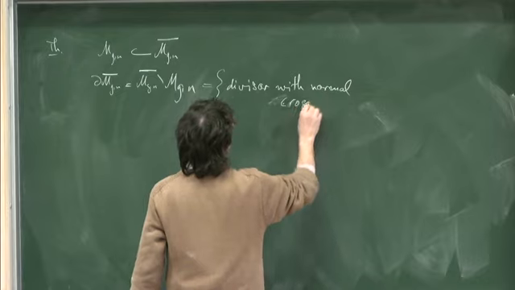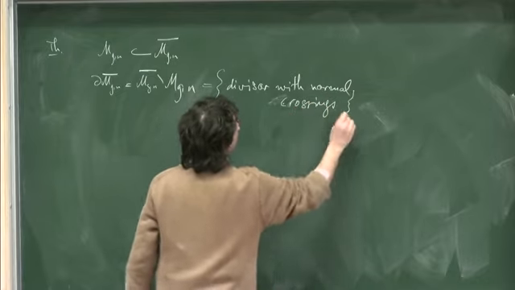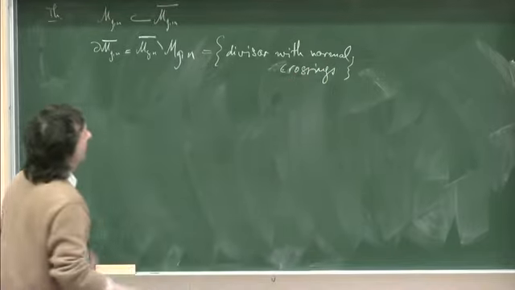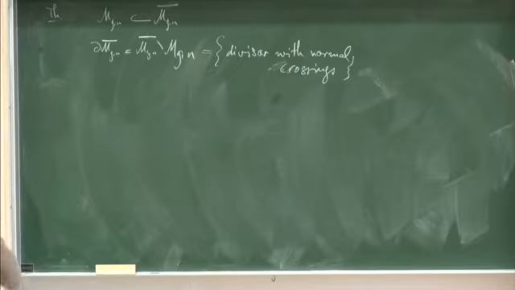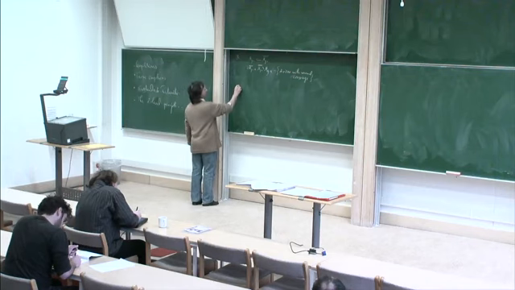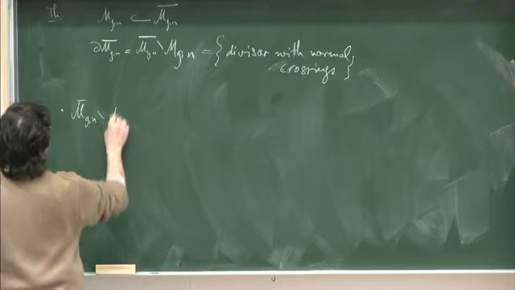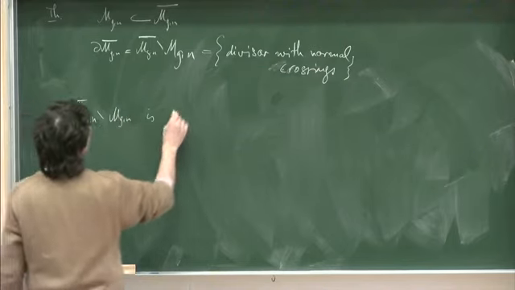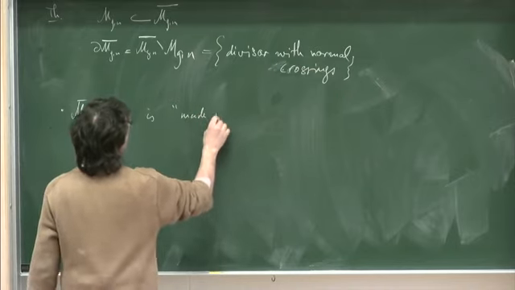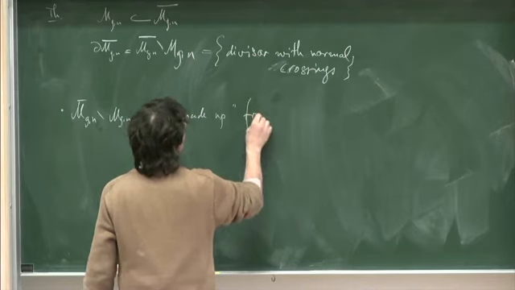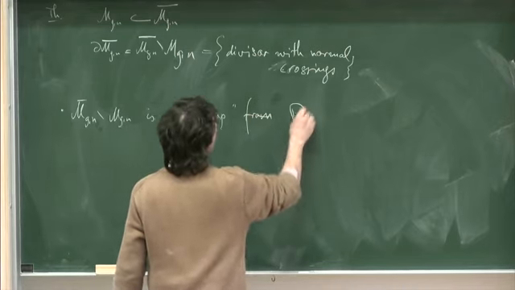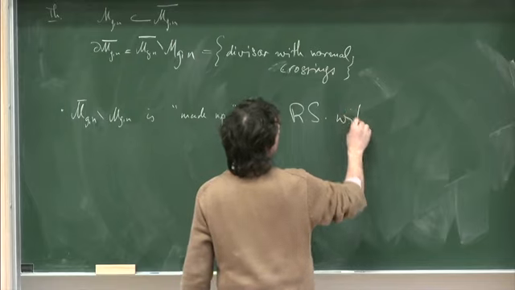Well, so what does it mean? How do you see this? So there are several ways, many ways. Well, no, 2 ways basically: complex and algebraic. So the complex way is to say that M_g,n bar minus M_g,n is made up from Riemann surfaces with nodes.